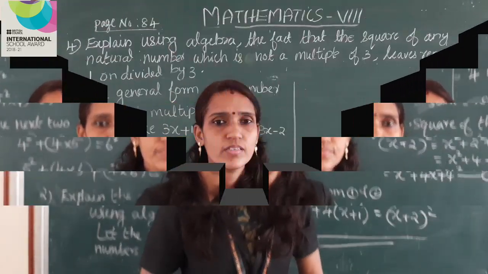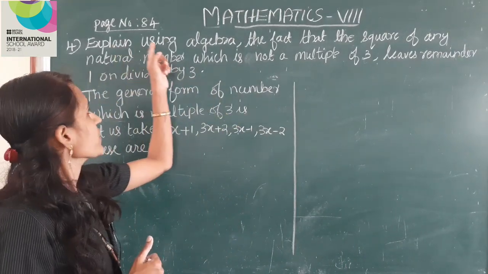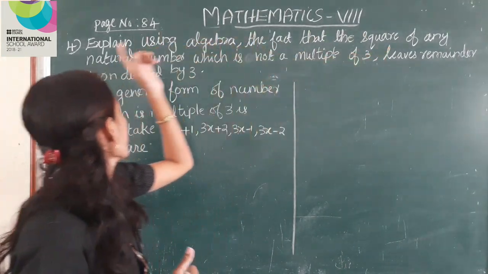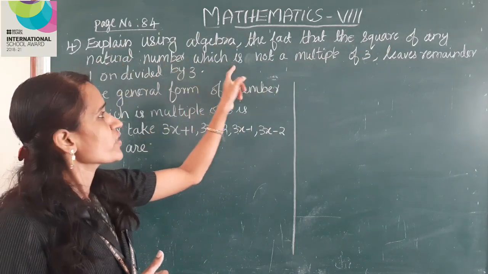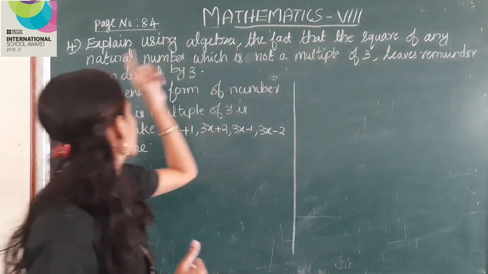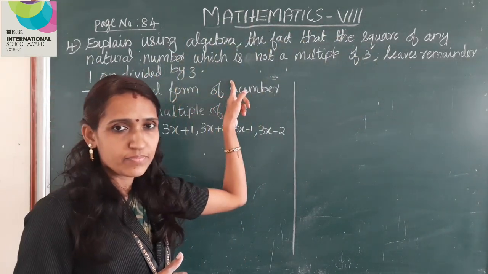Clear, children? Let us do a problem. Explain using algebra the fact that the square of any natural number which is not a multiple of 3 leaves remainder 1 on divided by 3.